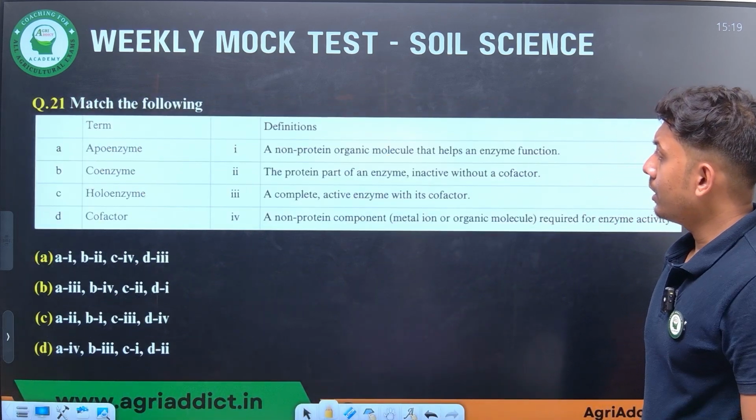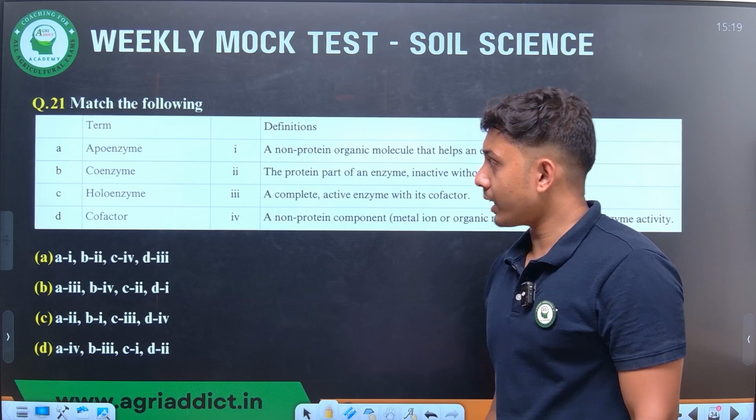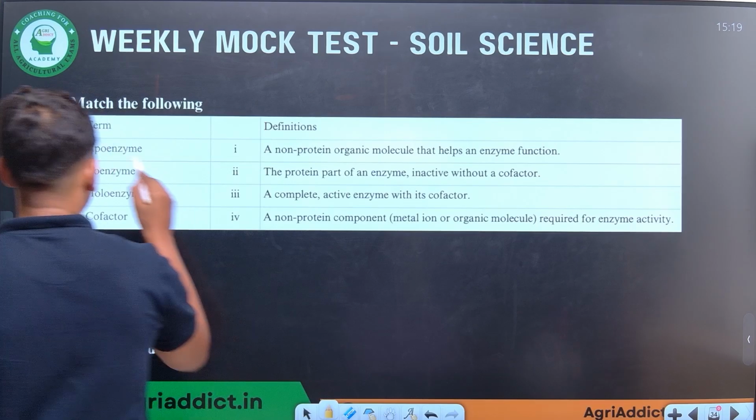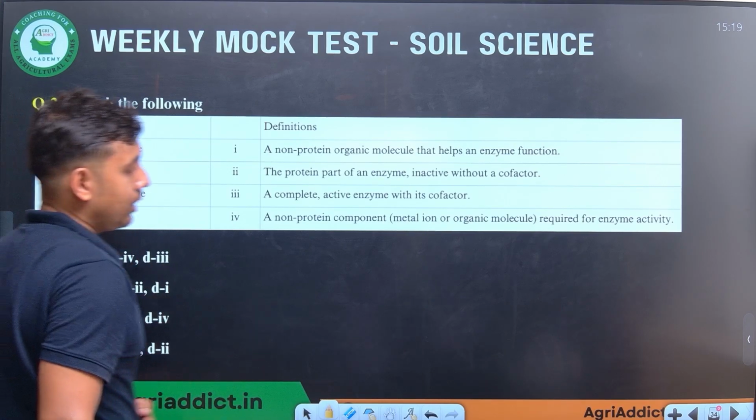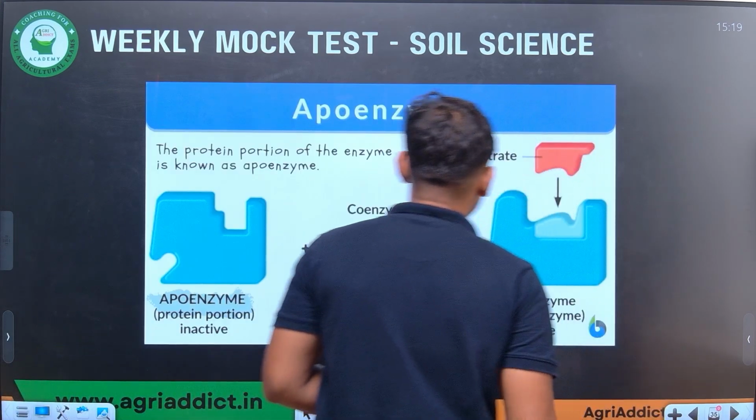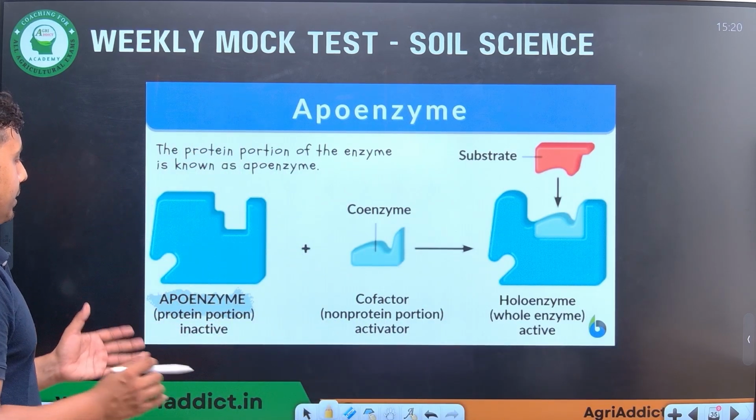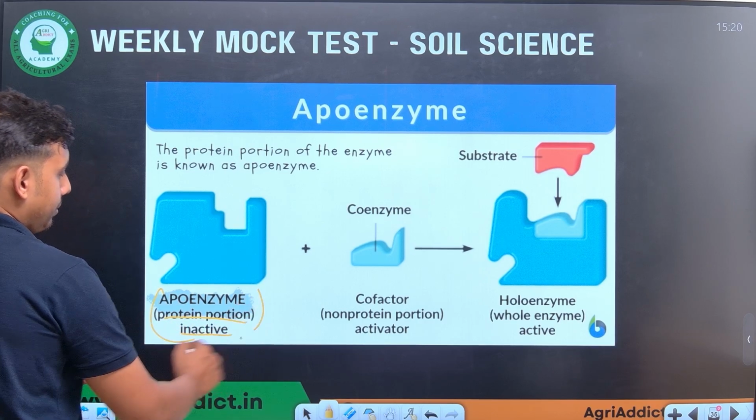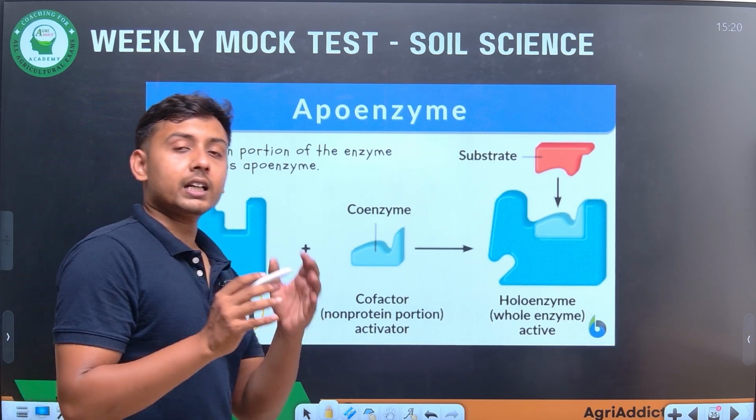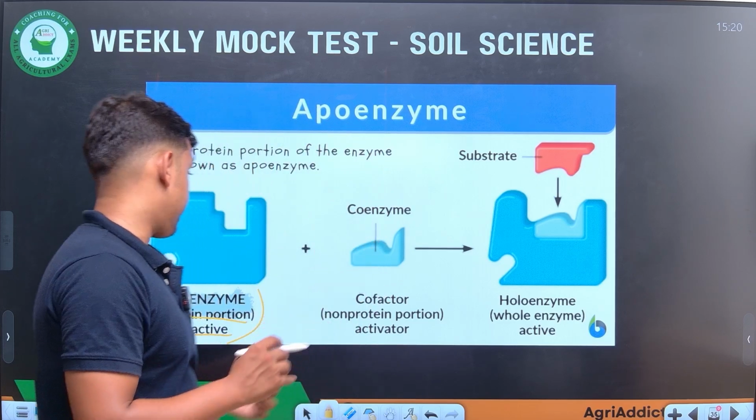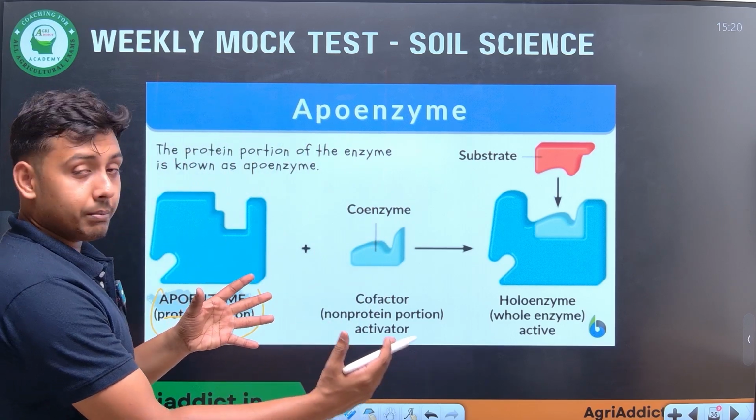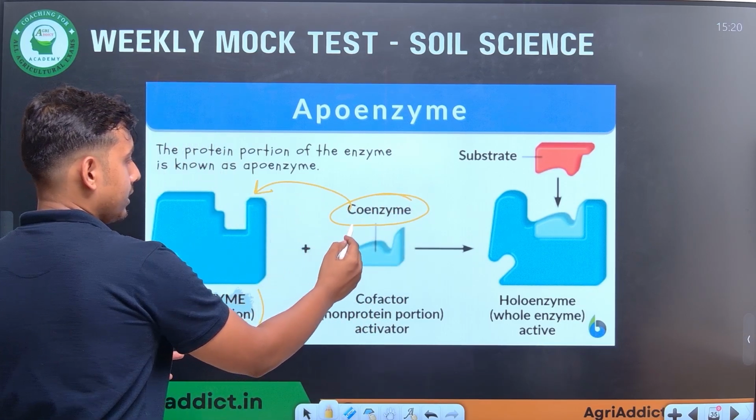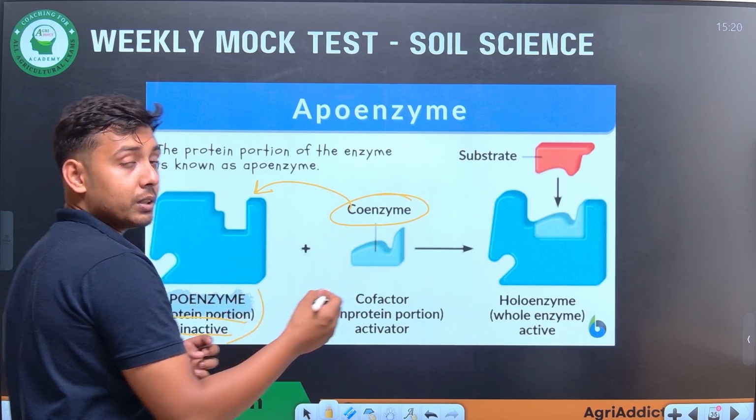Next, this is the structure of enzymes. These are the components of any enzyme complex: apoenzyme, coenzyme, holoenzyme and cofactor. First we learn what those are. The apoenzyme is the protein portion, the inactive portion in an enzyme. The inactive portion in an enzyme is known as apoenzyme. Then the coenzyme is the non-protein part.